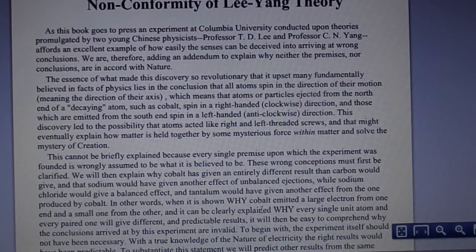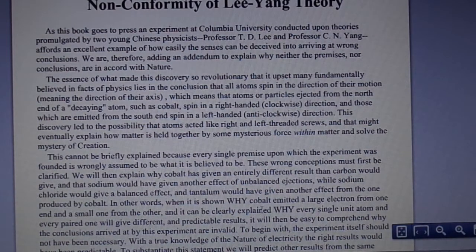The essence of what made this discovery so revolutionary that it upset many fundamentally believed-in facts of physics lies in the conclusion that all atoms spin in the direction of their motion, meaning the direction of their axis, which means that atoms or particles ejected from the north end of a decaying atom, such as cobalt, spin in a right-handed clockwise direction, and those which are emitted from the south end spin in a left-handed anti-clockwise direction. This discovery led to the possibility that atoms acted like right and left threaded screws, and that might eventually explain how matter is held together by some mysterious force within matter and solve the mystery of creation.